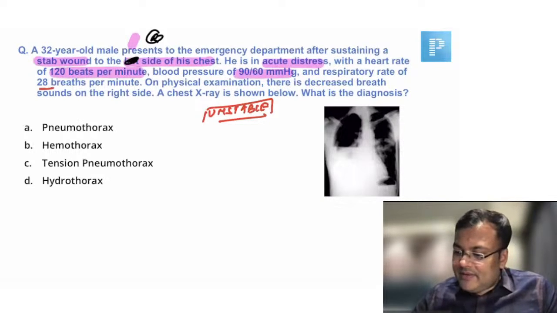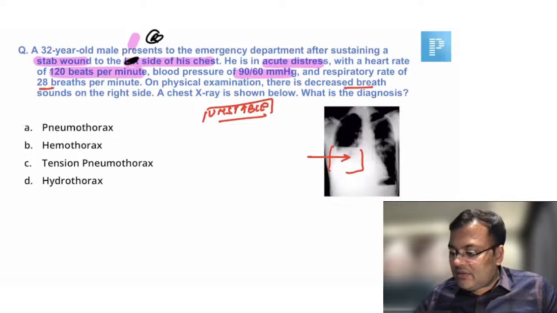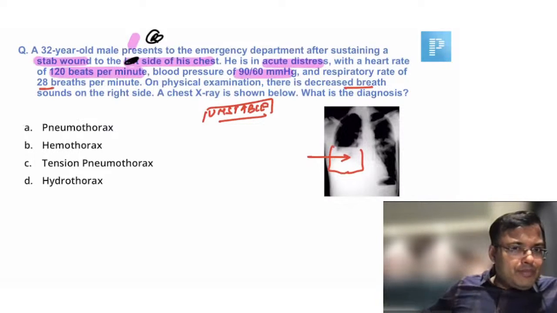Respiratory rate 28 per minute. Physical examination, decreased breath sound on right side. Chest X-ray is given. What's the diagnosis? Guys, here you can see clear-cut collection of fluid. And what is that? Obviously, it is because of penetrating trauma.